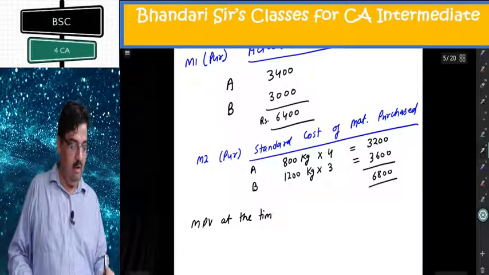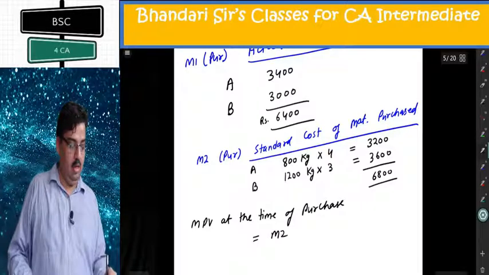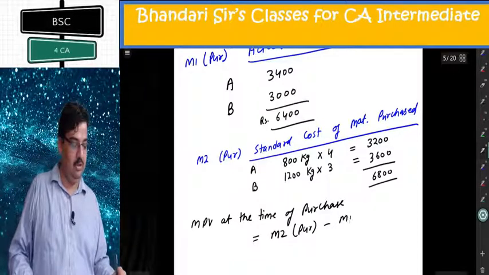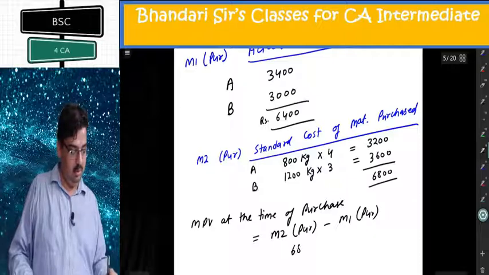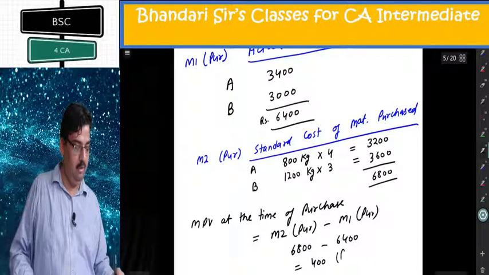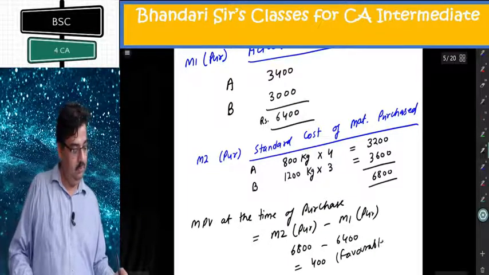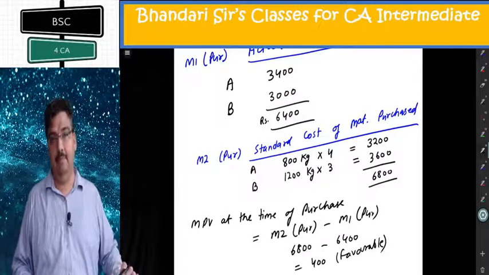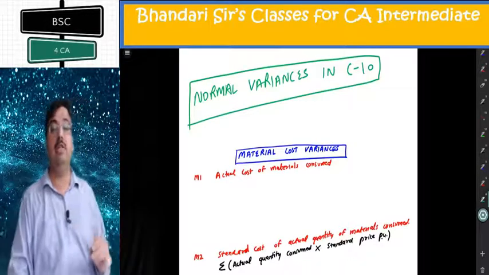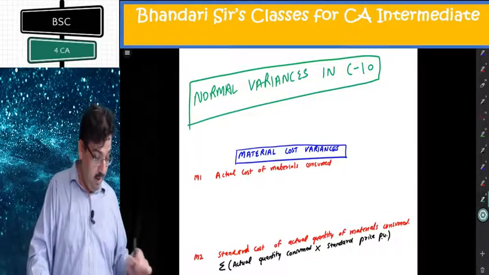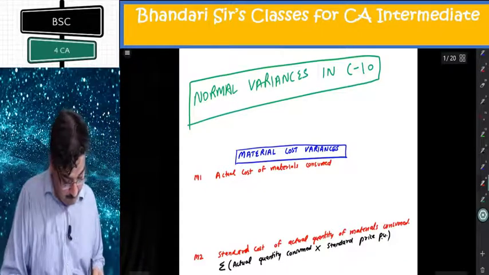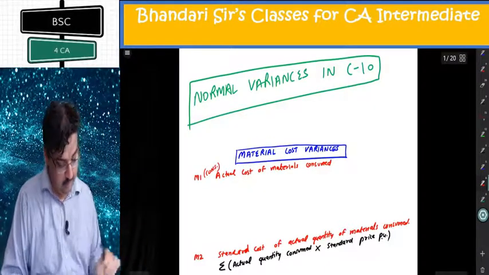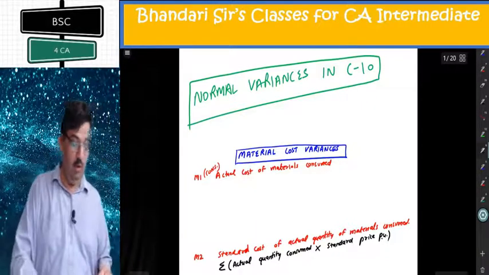The additional variance I will compute here: MPV at the time of purchase, M2 purchase minus M1 purchase. 6800 minus 6400, this is 400 favorable. This is the special variance for question C10. Here we compute normal variances in C10. M1 here will be referred to as M1 consumption. I told you the special way to compute.